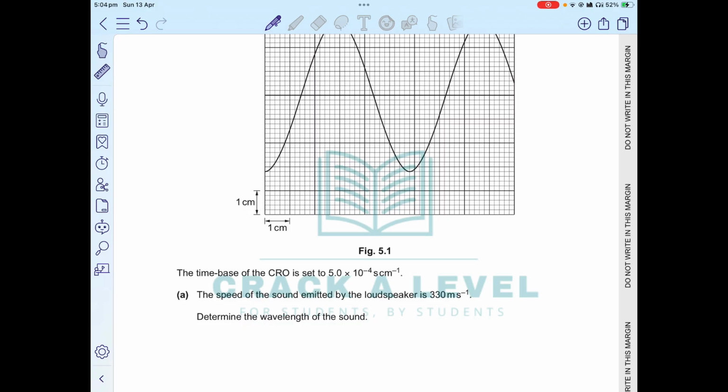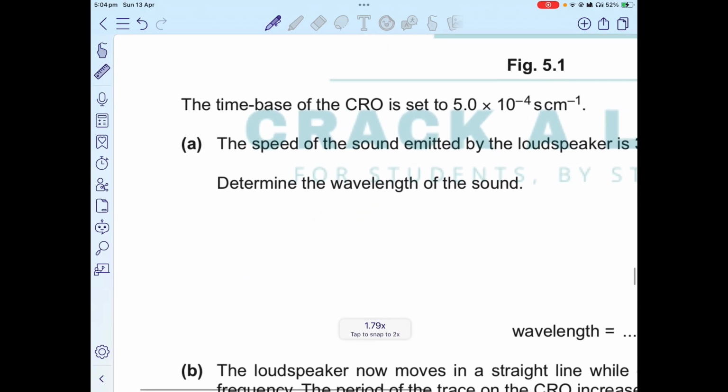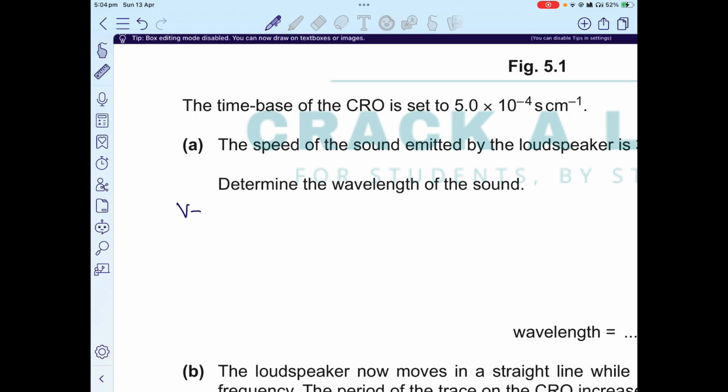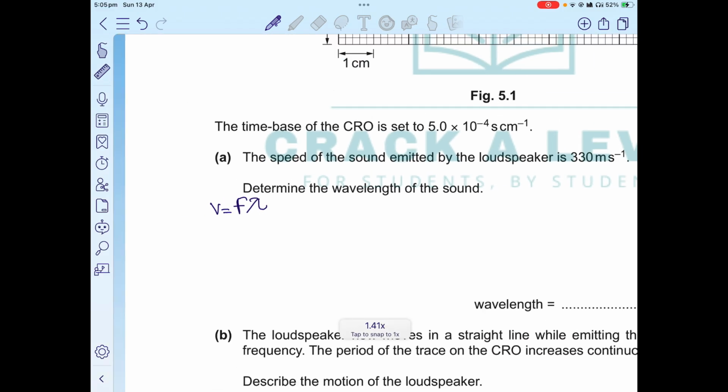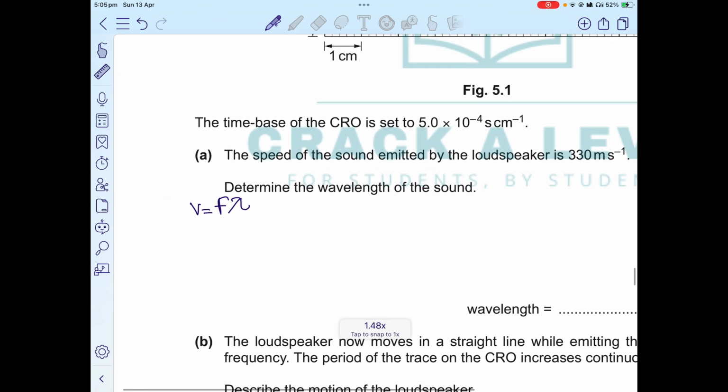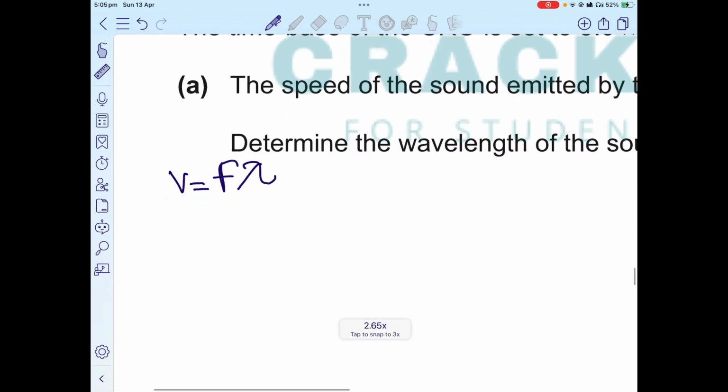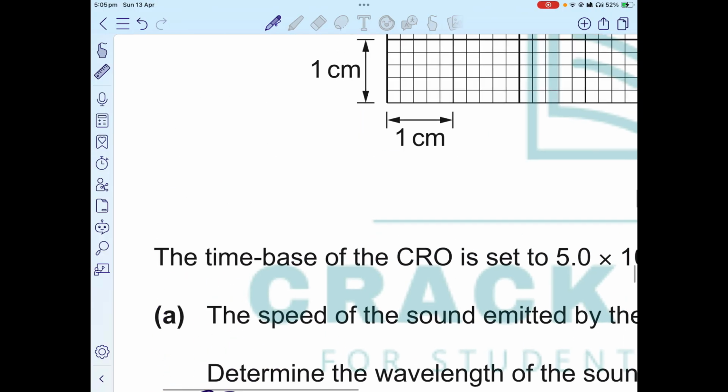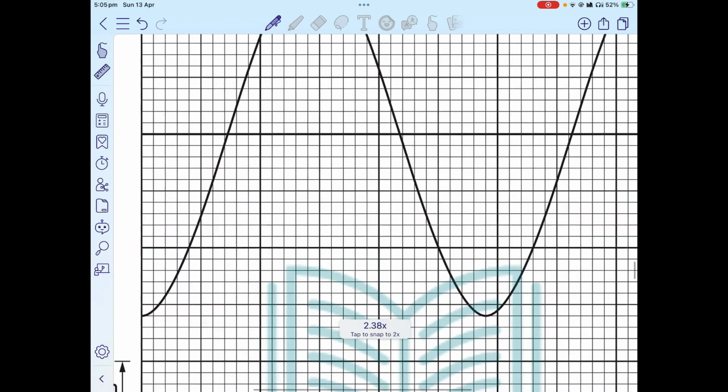The speed of the sound is given, determine the wavelength. Now if we use v = fλ, in order to determine λ we would also need the value of f. But we do not have the value of f. We also know that the frequency is equivalent to 1 over the time period. The time period is basically the time taken for one wave to complete, which we can determine from this.